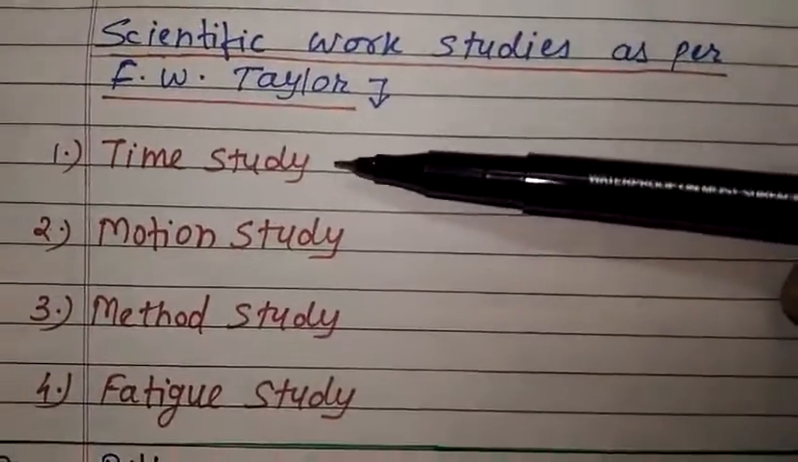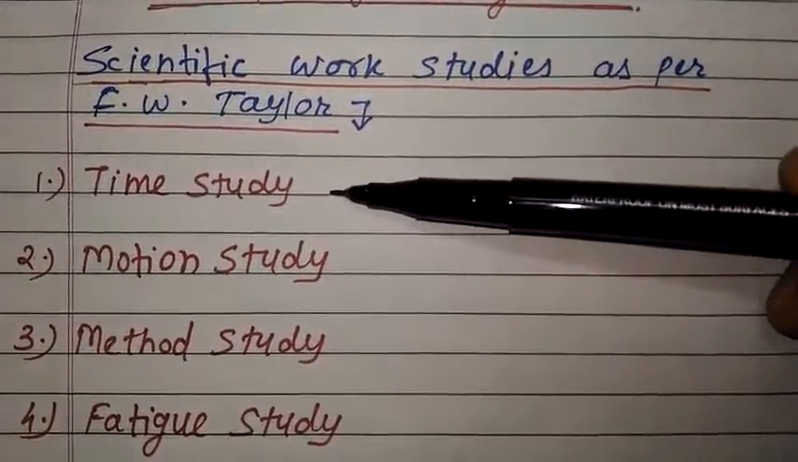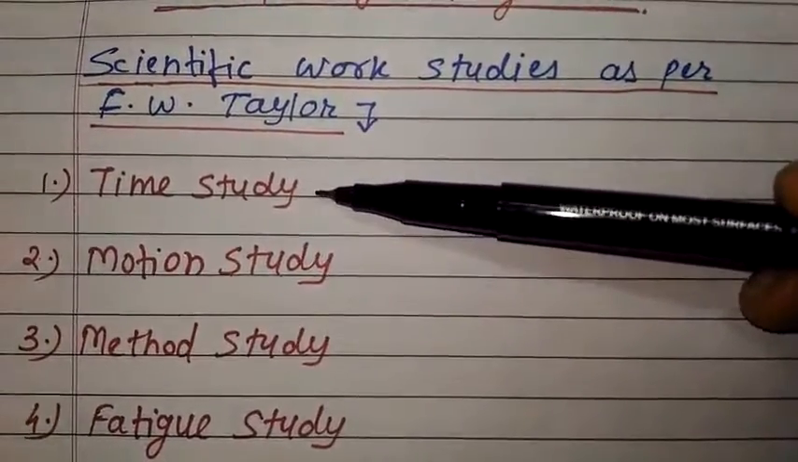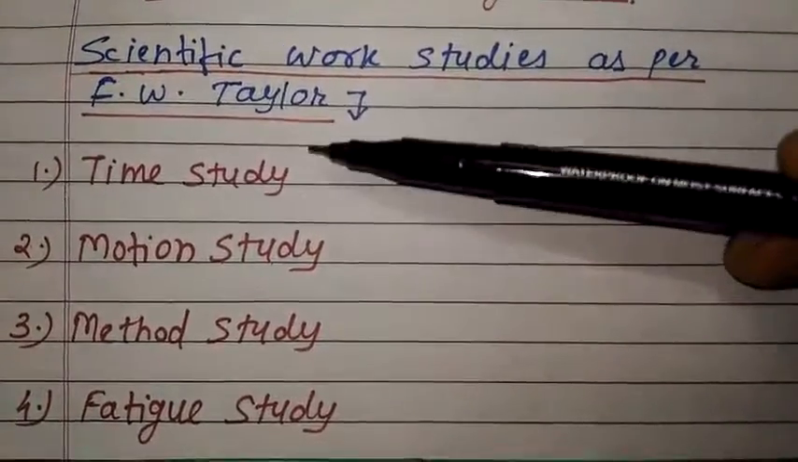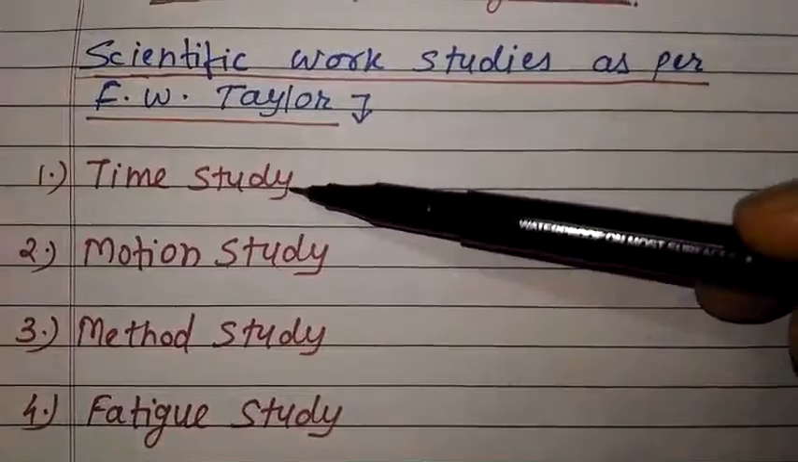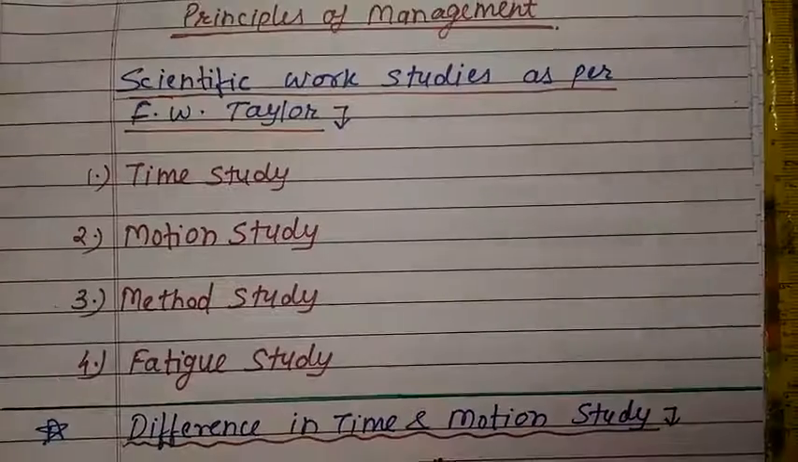So first of all, the first study is time study. What is time study? Time study is the study of the average time taken by any worker in performing any work. It determines the ideal time which should be taken by an average worker in performing any type of task.